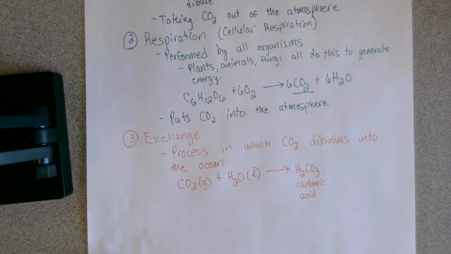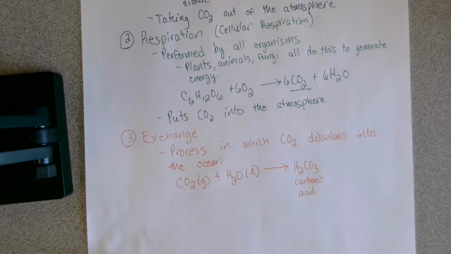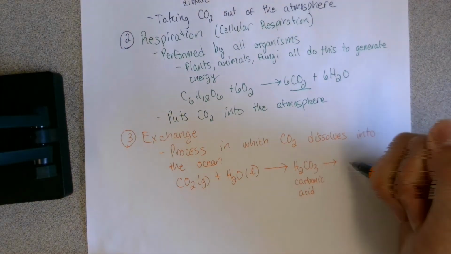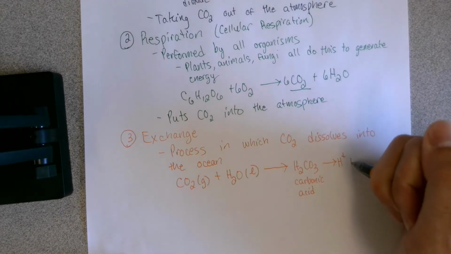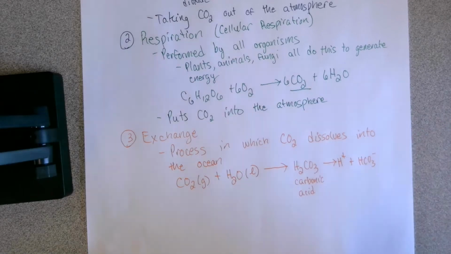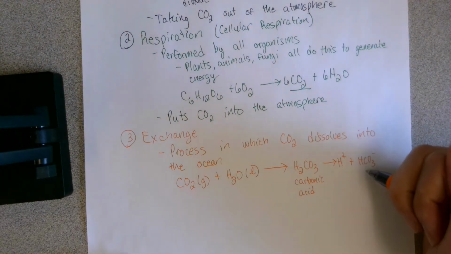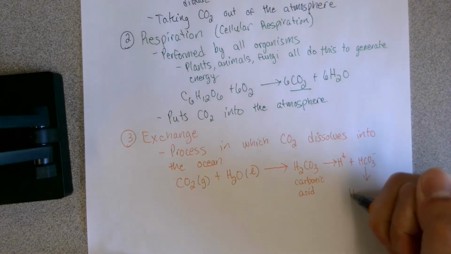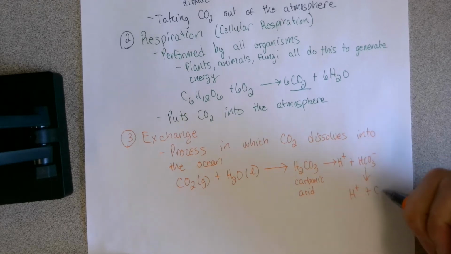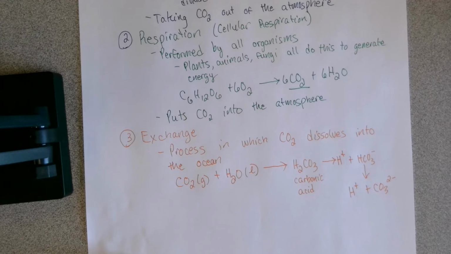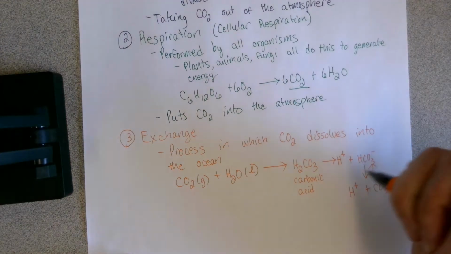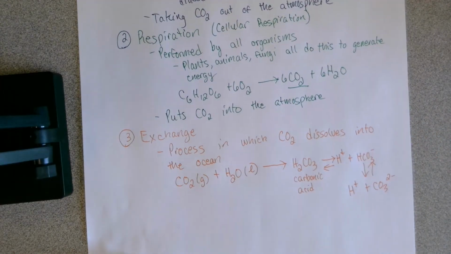Carbonic acid is actually unstable at room temperature. So it almost immediately dissociates, and when I say dissociates, I mean breaks apart, into H plus HCO3. But then that is also unstable, and that breaks apart into H plus CO3 2 minus. So all of this is happening in the water, and again, it's a chemical equilibrium, so it goes back and forth, back and forth, back and forth.